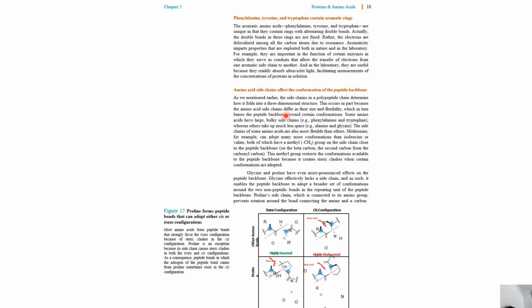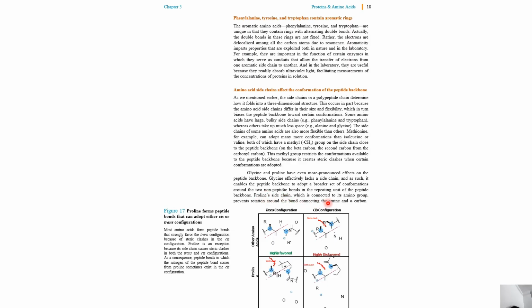So, glycine and proline have an even more pronounced effect on the peptide backbone. Glycine effectively lacks a side chain. As such, it enables the peptide backbone to adopt a broader set of conformations along the two non-peptidic bonds in the repeating unit of the peptide backbone.